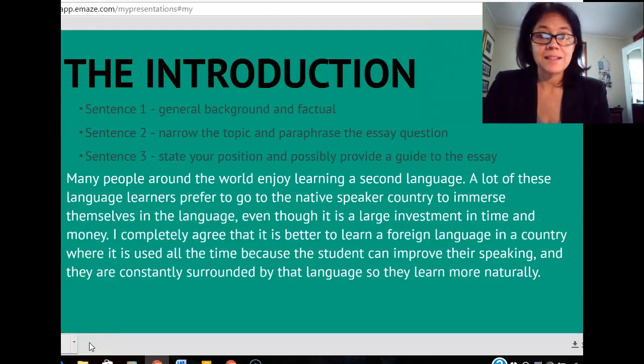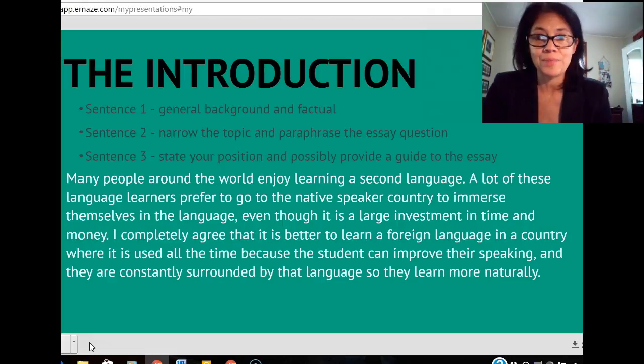Okay, here is the introduction. Let's read it together and then we'll talk about it. Many people around the world enjoy learning a second language. Introduce the topic. A lot of these language learners prefer to go to the native speaker country to immerse themselves in the language, even though it is a large investment in time and money. I completely agree that it is better to learn a foreign language in a country where it is used all the time, because the student can improve their speaking and they are constantly surrounded by that language, so they learn more naturally.